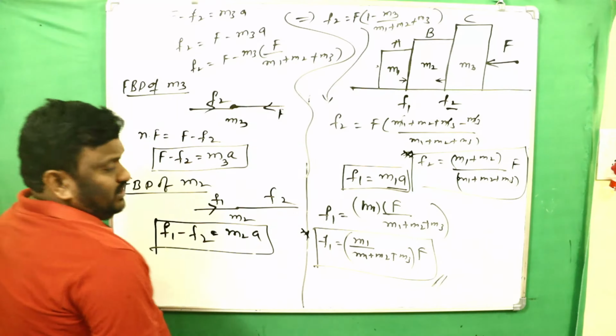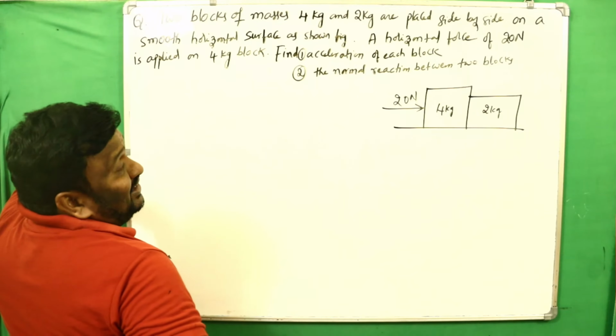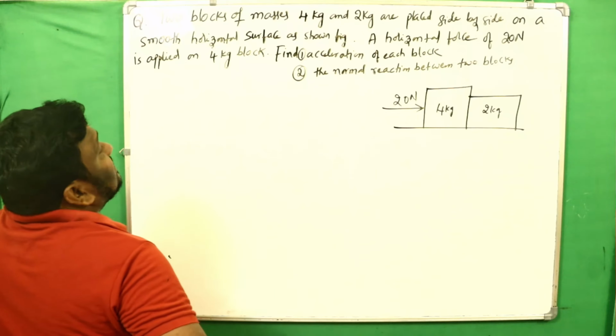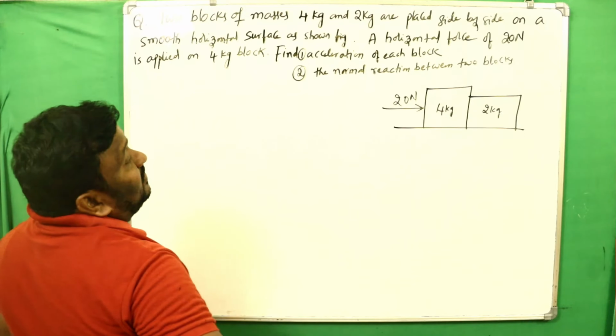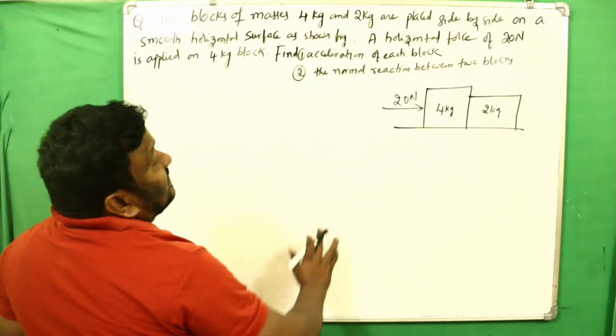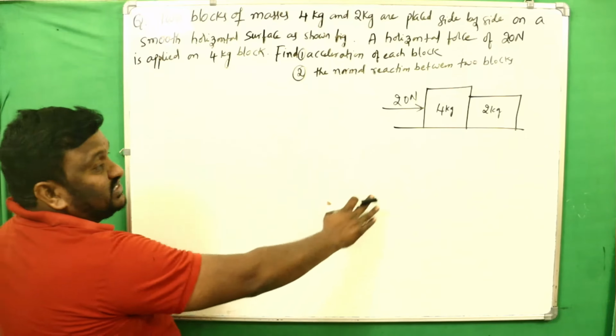Two blocks of mass 4 kg and 2 kg are placed side by side on a smooth horizontal surface. As shown in the figure, a horizontal force of 20 newtons is applied on the 4 kg block. Find the acceleration of each block, and second, the normal reaction between the two blocks. So this is the diagram.